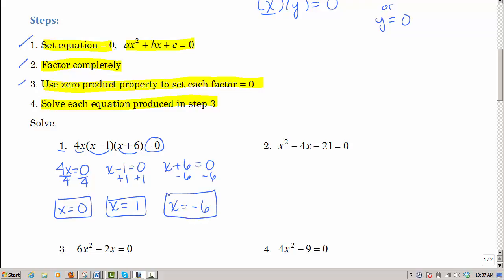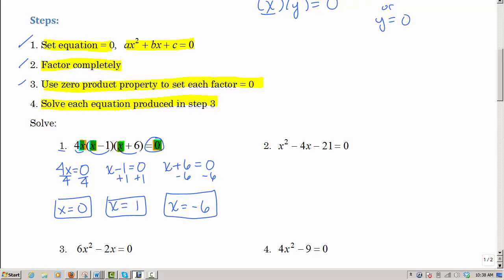So I don't have one answer, I have 3 answers. And you could check by plugging in 0 here, here, and here, and you'd get 0. You could also plug in 1 here, here, and here, and you would get 0. You could also plug in -6 here, here, and here, and you would also get 0. All 3 of those would work.